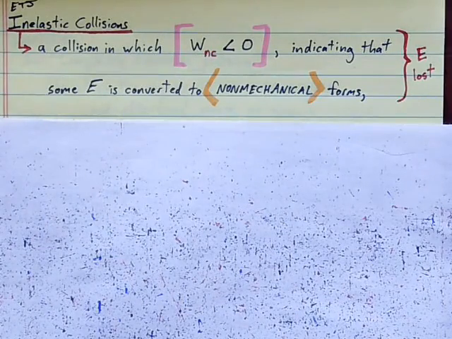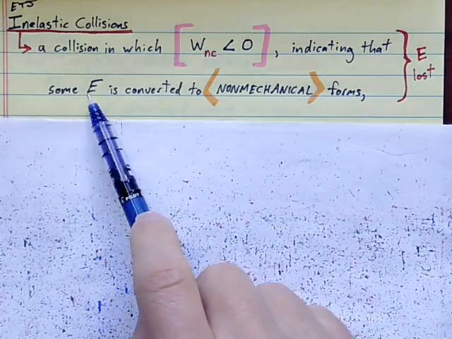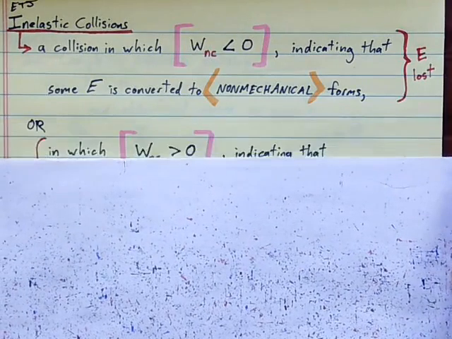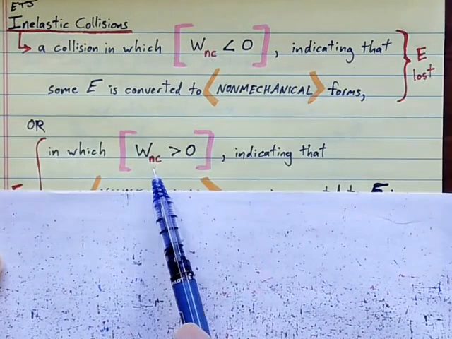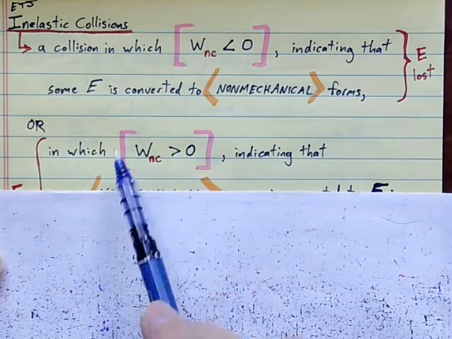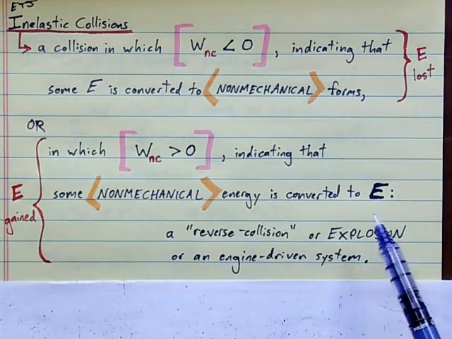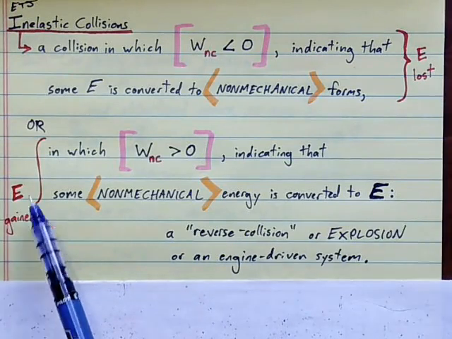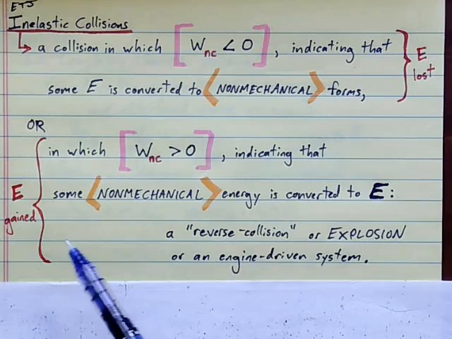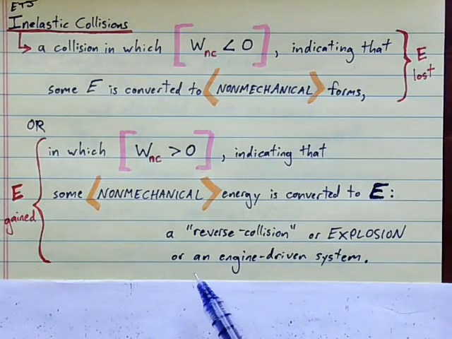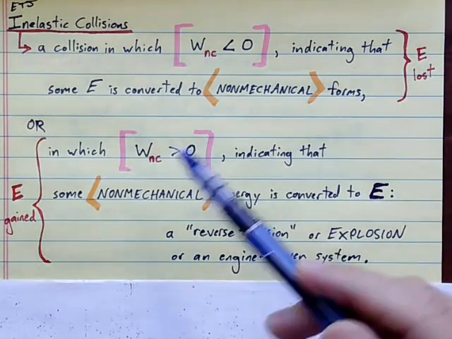Anytime two things hit and they make a sound, or they generate some heat, or they deform in a permanent way, you're converting mechanical energy into non-mechanical energy. Another possibility is that the work done by non-conservative forces is actually positive, indicating that some non-mechanical energy is converted into mechanical energy. So the system gains mechanical energy. This would include a reverse collision, or in other words, an explosion, or any kind of engine-driven system. So we'll discuss this as well.